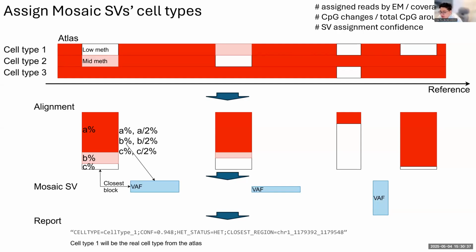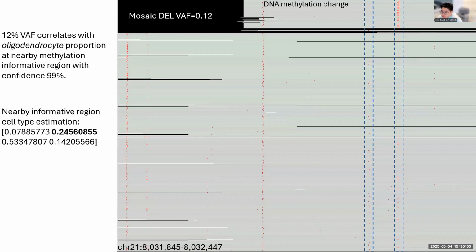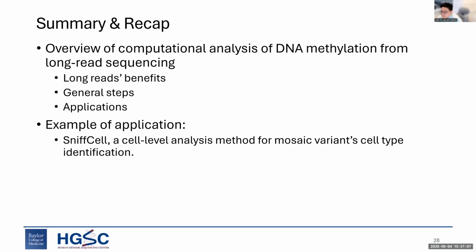Here we have a bunch of filters to make sure we don't call too many false positives. And then we assign mosaic SVs a cell type according to the closest block's DNA methylation profile. With that capability, we are able to identify genome-wide mosaic SVs with cell type based on DNA methylation. Here we show an example where the mosaic deletion is correlating with oligodendrocyte proportion, which suggests this mosaic SV could be a cell type specific one.